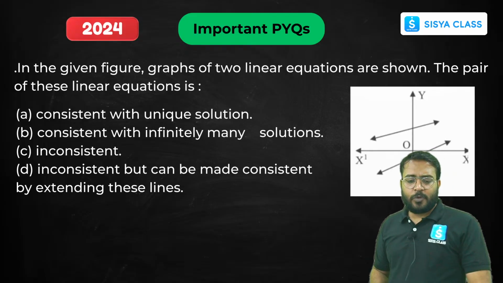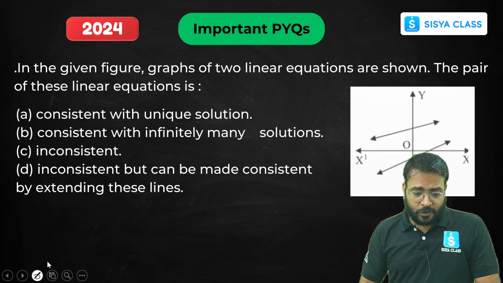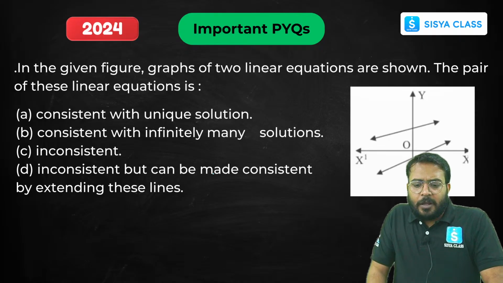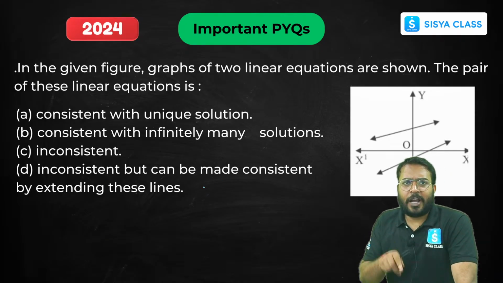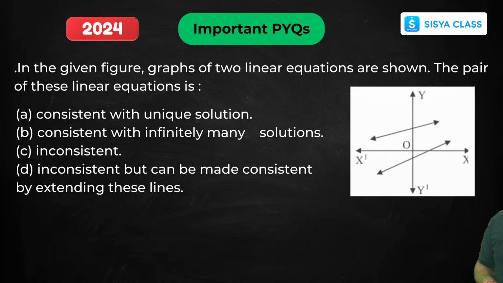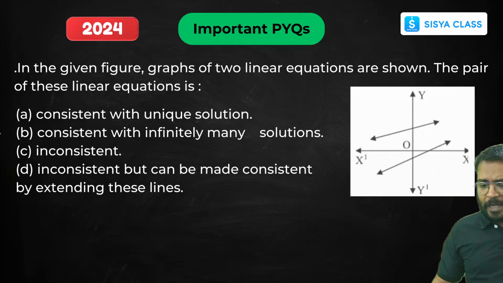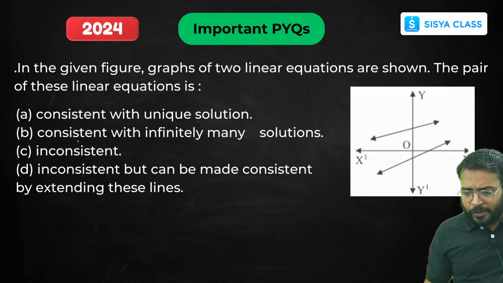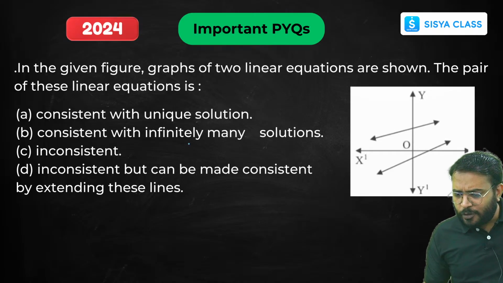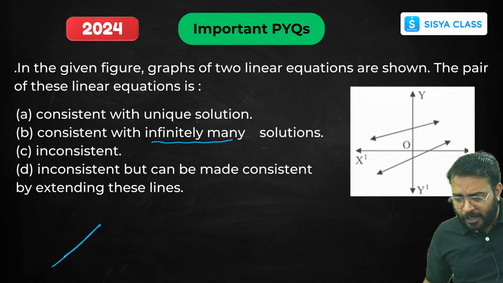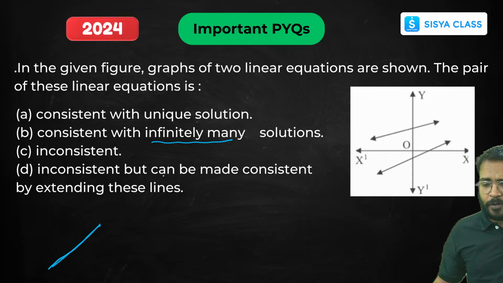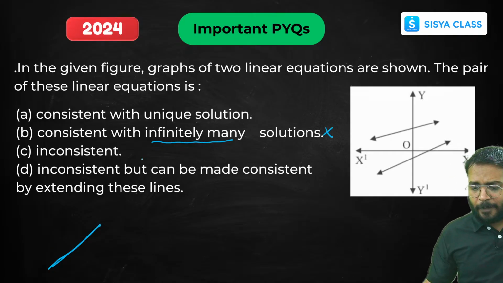One more question, from 2024. It has been asked in 2024. What are they saying? Look here, one graph has been shown with two lines. About these two lines you need to see whether they are consistent with a unique solution, or consistent with infinitely many solutions. Beta, it can't be infinitely many solutions, yes or no? Why? Because infinite means these two lines have to coincide, one above the other, right? That means option B can't be correct.